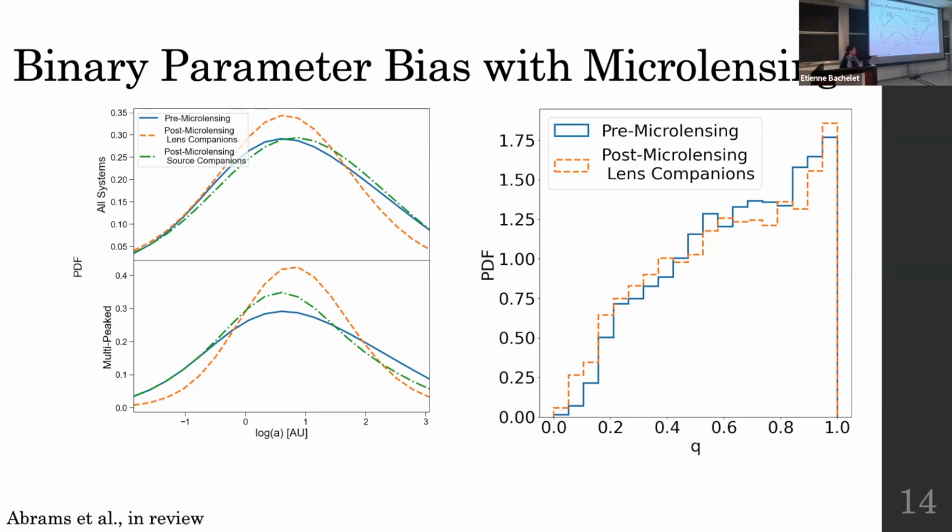And in the sources, we're biased slightly towards the large semi-major axes. You can also look at the q distributions on the right and see that there's no significant difference between the pre- and post-microlensing populations.